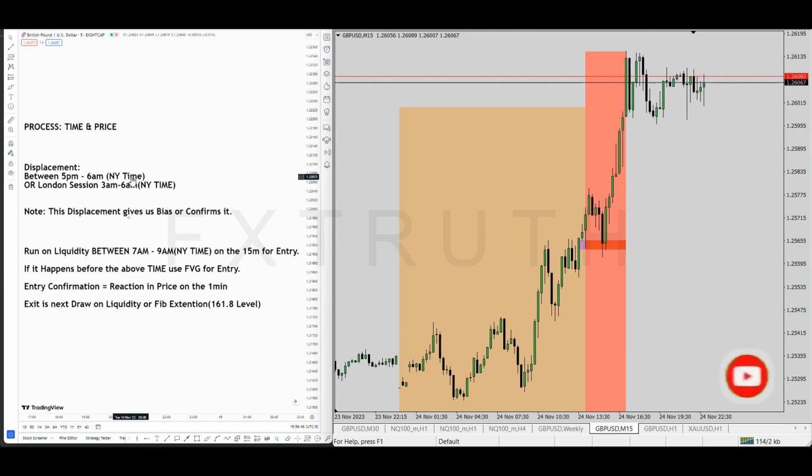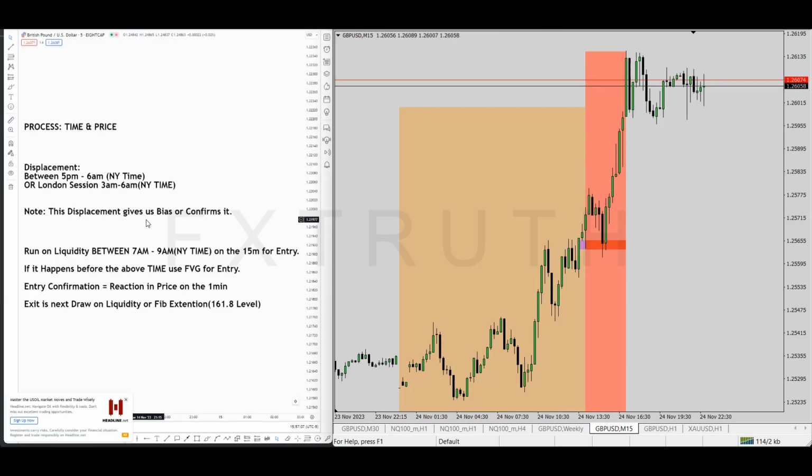But by all means, before we get into the New York session, we want to see a displacement in price. By all means, we need that displacement because you can see right here, I wrote notes. This displacement gives us a bias or confirms the bias. So that particular displacement we are looking out for in this time window, between 5 p.m. to 6 a.m. New York time, is going to give us the directional bias we're going to be focused on, or going to confirm the particular bias we already have outlined from our higher time frame analysis.